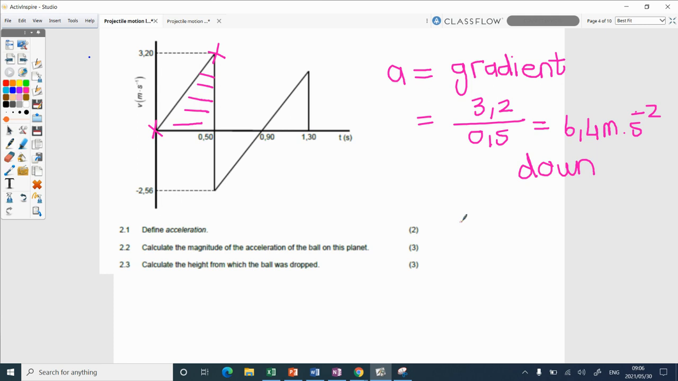Again, please write displacement equals area, to make sure you get that mark. And then you're going to do half base times height.